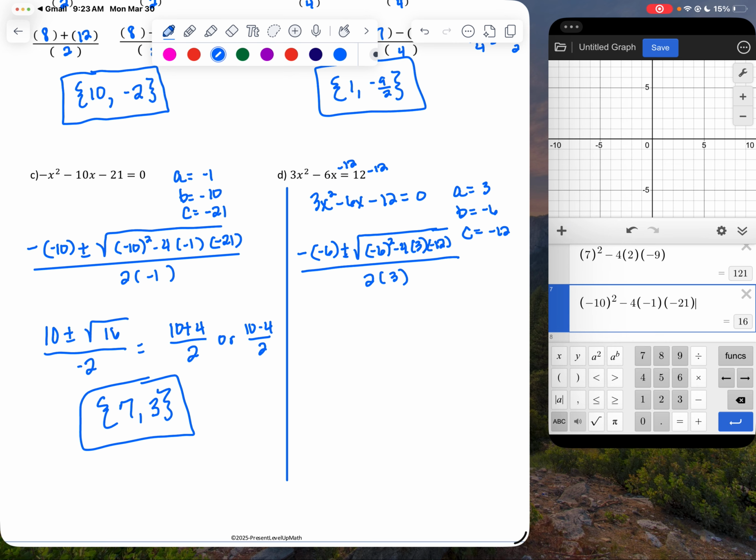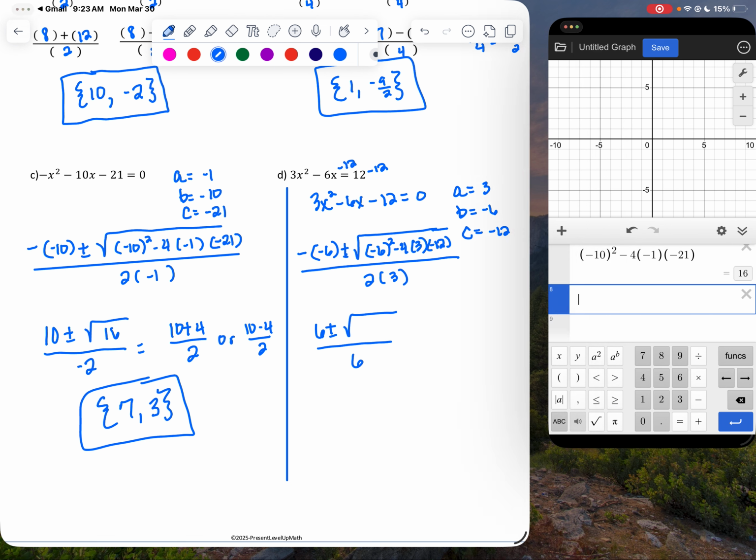All right, now, the opposite of -6 is +6, plus or minus empty square root over 2 times 3, which is 6. I'll use my calculator to see what goes under the empty square root. So -6 parentheses squared minus 4 parentheses 3 parentheses -12. And that gives me square root 180.